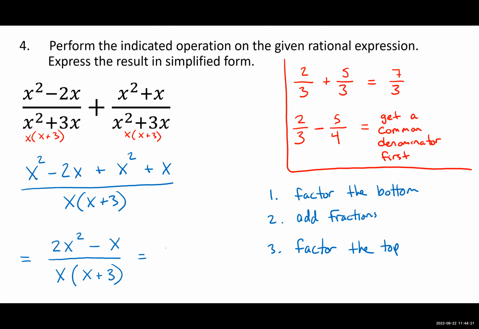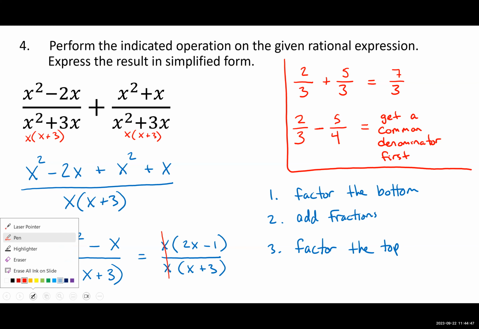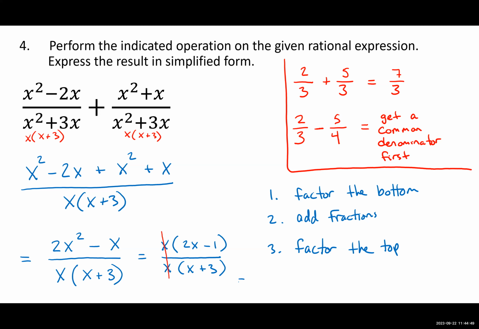So now if we factor the top, each of these two terms has an x in common. So we could factor out an x, and we're left with 2x minus 1. On the bottom, we've got x times x plus 3. And it looks like we have a common factor here. There's an x on top, x on the bottom. Those guys cancel. And we're left with, as our final answer, 2x minus 1, divided by x plus 3. We no longer need the parentheses because there's nothing multiplying.